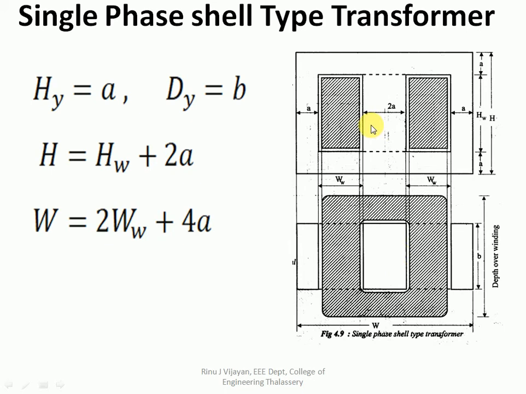Unlike core type transformer, there is no concept of circumscribing circle. Therefore, we can take this whole portion as the width of window.